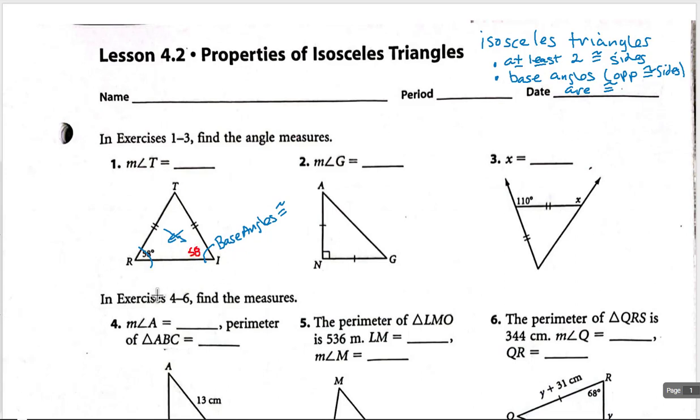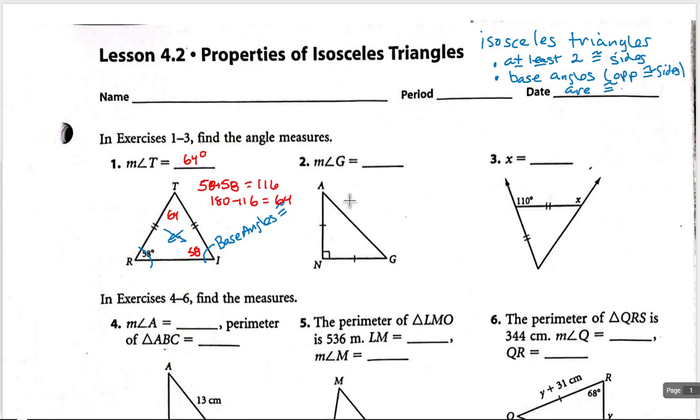So that lets us know that that's a 58-degree angle, and 2 times 58 subtracted from 180 lets us figure out what angle T measures. So angle T is going to be 64 degrees.